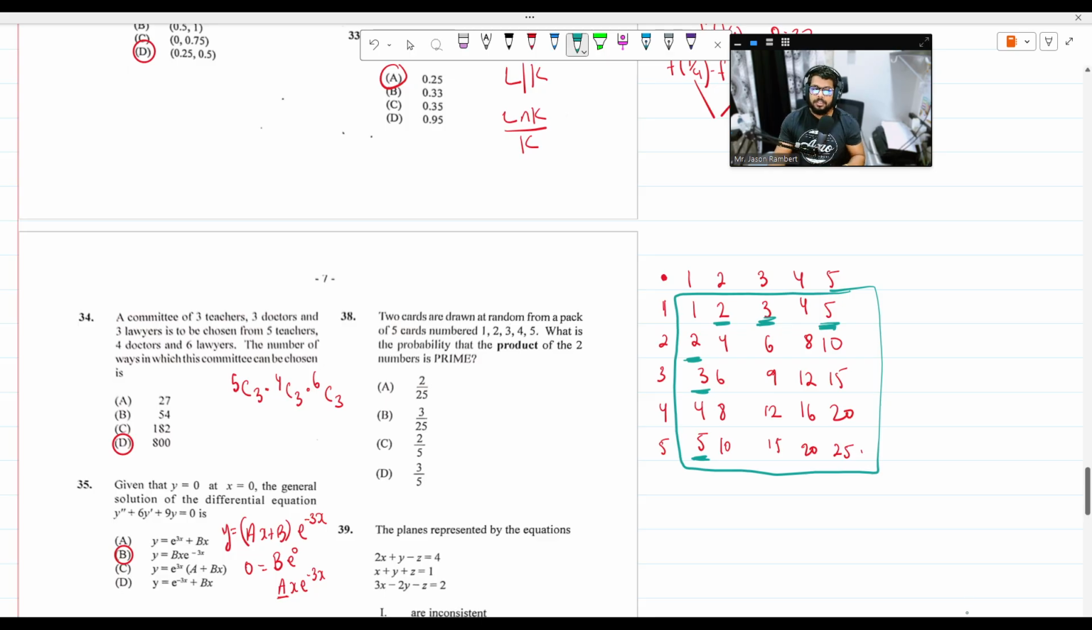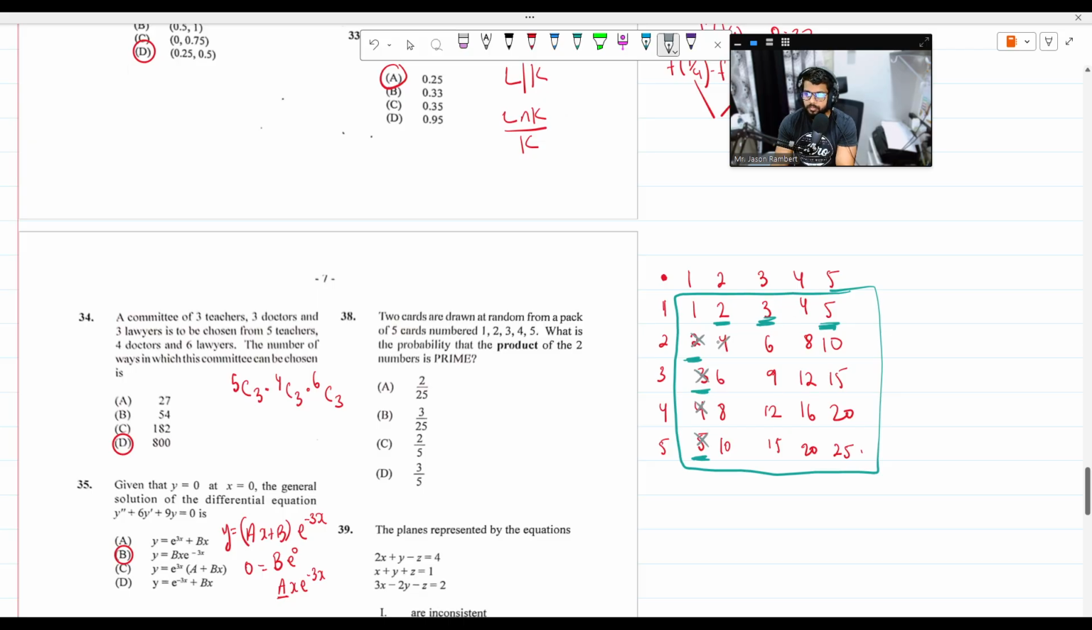So initially, the total number of possible outcomes would have been 25. But because we cannot count repeats, the total number of possible outcomes will not be 25. So let me see what the total number of possible outcomes is going to be. All right, so let me cross off all the repeats, lightly. So this is a repeat, this is a repeat, this is a repeat, this is a repeat. So 2, 3, 4, 5, 2, 3, 4, 5.